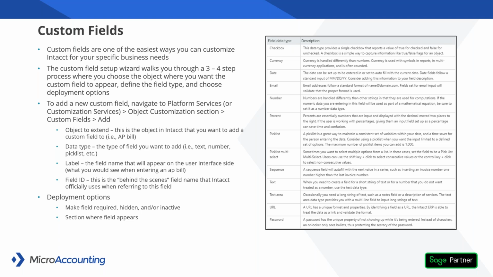And then if you go back into whatever object you added that custom field to, so for example, an AP bill, then you could just go into an AP bill and you should see that new custom field appear there.